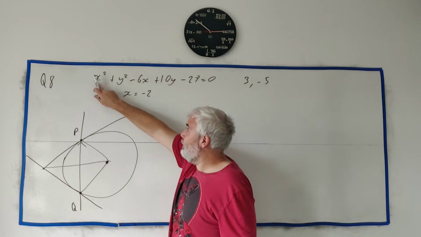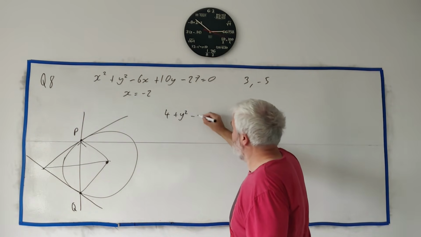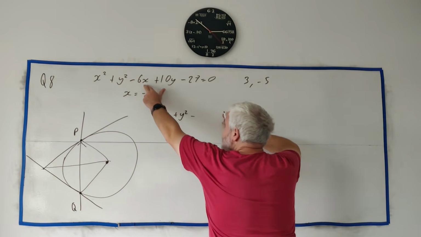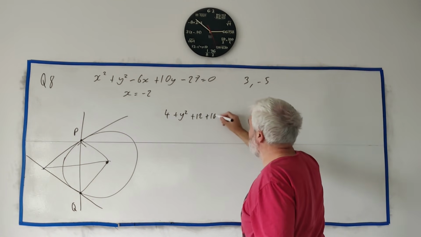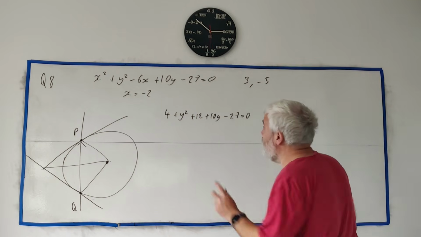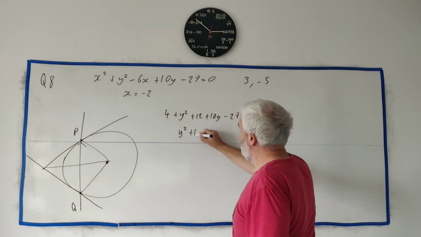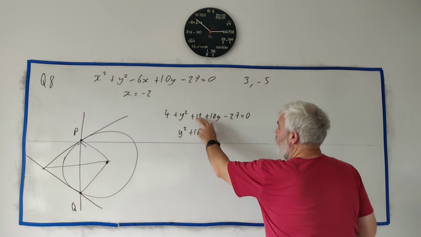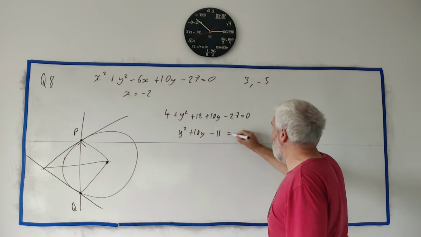So this becomes minus 2 squared, which is 4. y squared doesn't change. Minus 6x: minus 6 times minus 2 is plus 12. Plus 10y doesn't change. Minus 27 doesn't change. We have a quadratic equation in y here if we clean it up: y squared plus 10y, and minus 27 plus 12 plus 4 comes out at minus 11.